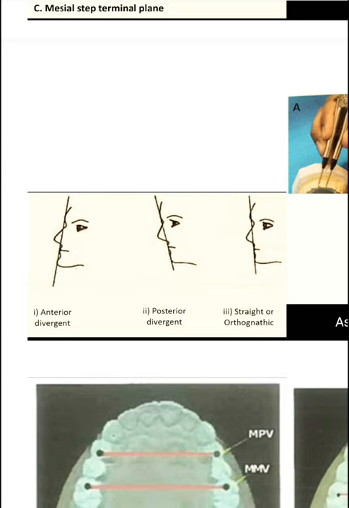In anterior divergent, a line drawn between the forehead and the chin inclines anteriorly towards the chin, and in posterior divergent, a line drawn between the forehead and the chin inclines posteriorly. In straight or orthognathic, a line between the forehead and the chin is straight or perpendicular to the floor.